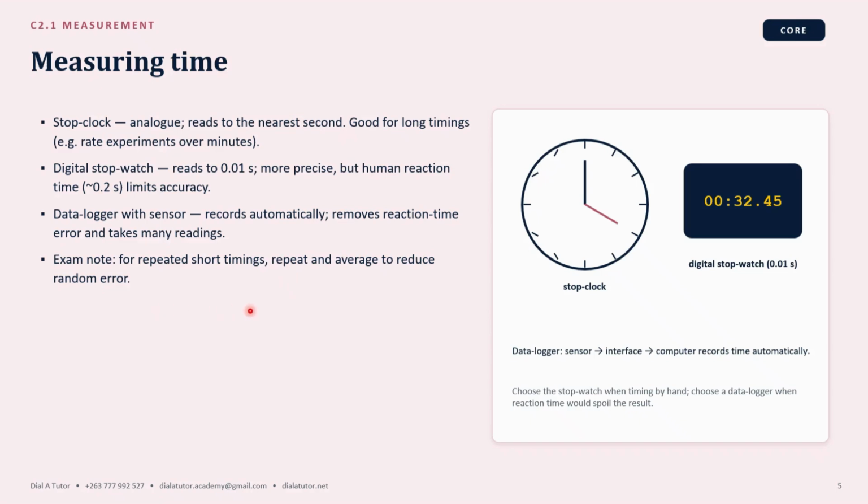Exam note: for repeated timings, repeat and average to reduce random error. So these are the precautions that one must take when using a stopwatch or a stop clock. Normally, we say that we repeat and average to reduce random error.